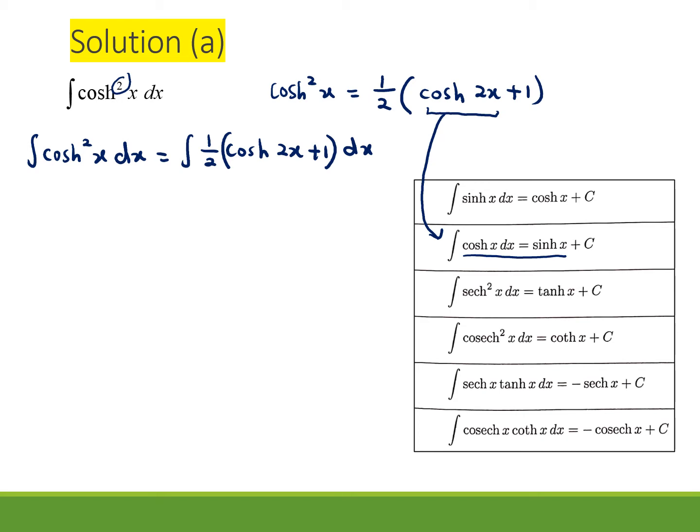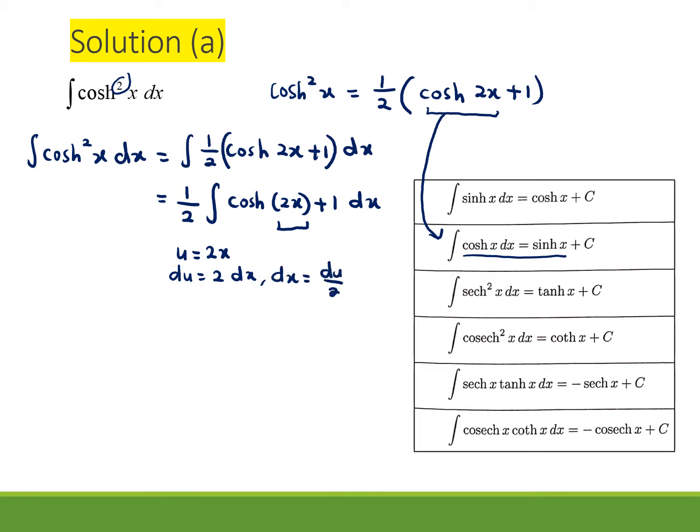We can take 1 over 2 out since it is a constant. So 1 over 2 times the integration of cos hyperbolic of 2x plus 1 dx. In order to make it easier, we substitute u equals 2x, and we want to find du, which is 2 dx. So dx is equal to du over 2.